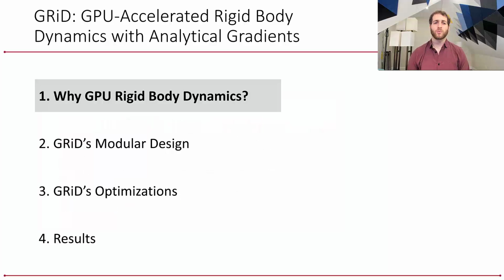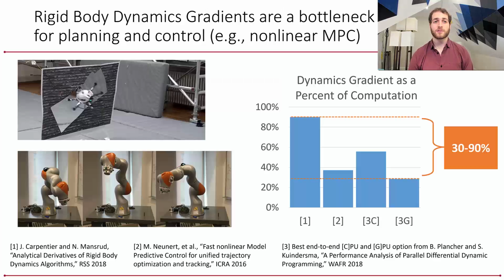But you might be asking, why GPU rigid body dynamics? And there's two reasons for that. First, rigid body dynamics and their gradients are bottleneck operations for many state-of-the-art planning and control algorithms. For example, they consume 30 to 90% of the total computation time of nonlinear MPC.